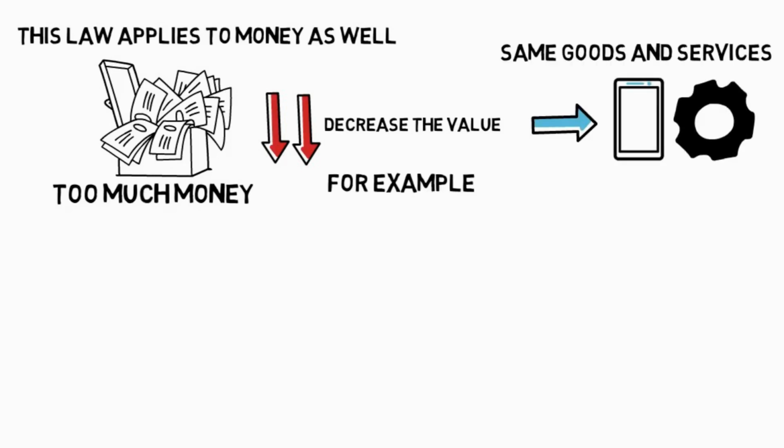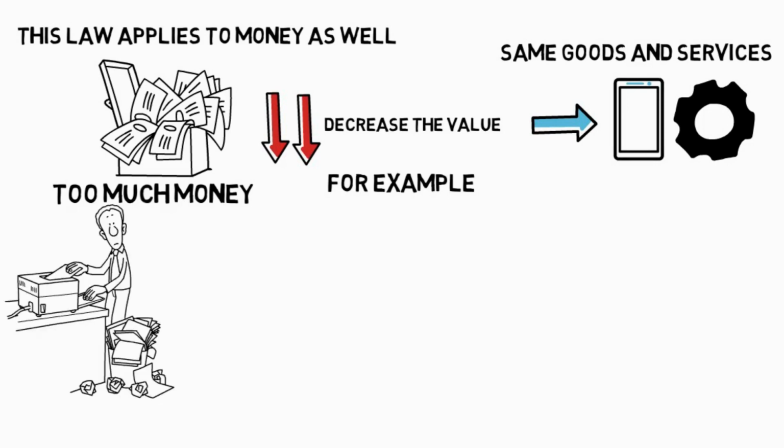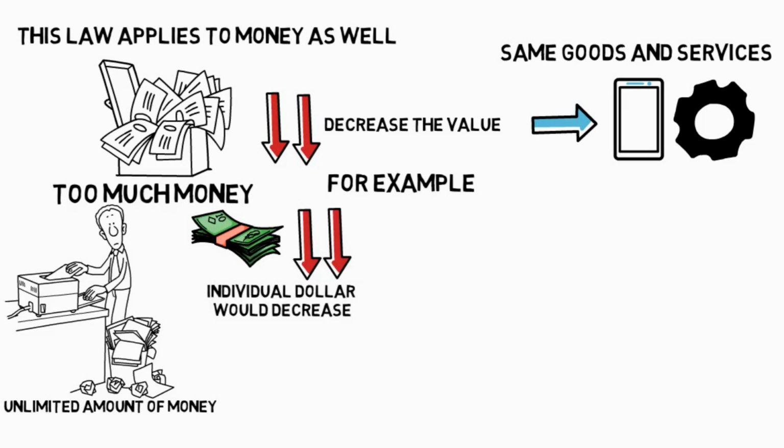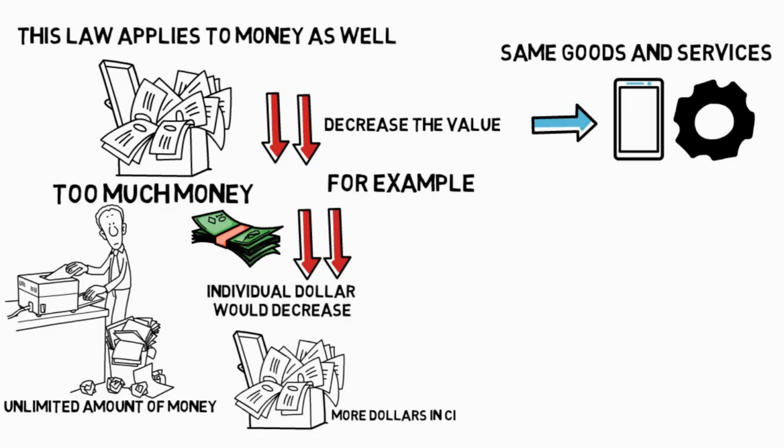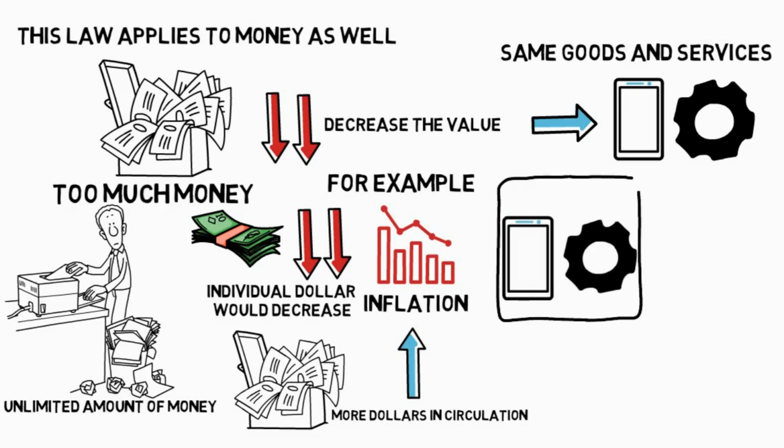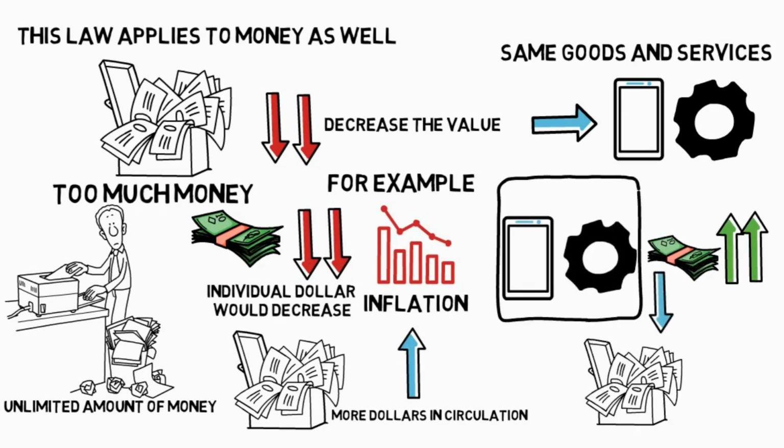For example, if the government were to print an unlimited amount of money, the value of each individual dollar would decrease, because there would be more dollars in circulation. This would lead to inflation, which is when prices for goods and services rise, because there is more money in circulation. Number 2. The risk of hyperinflation.